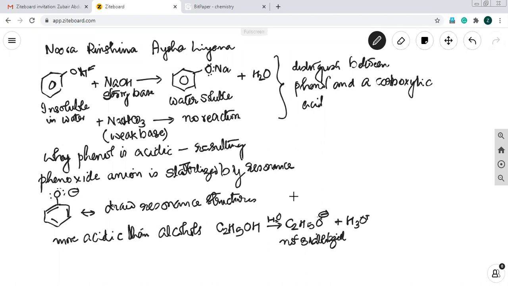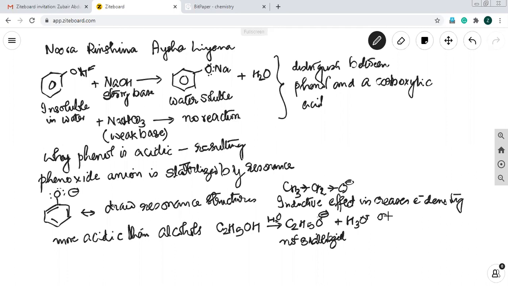You can see that, CH3CH2O minus. Now look at the inductive effect of this CH3 group. It will polarize the electron towards the oxygen. So the inductive effect is destabilizing. Inductive effect increases electron density on the oxygen. What does it mean? It is localizing the negative charge.